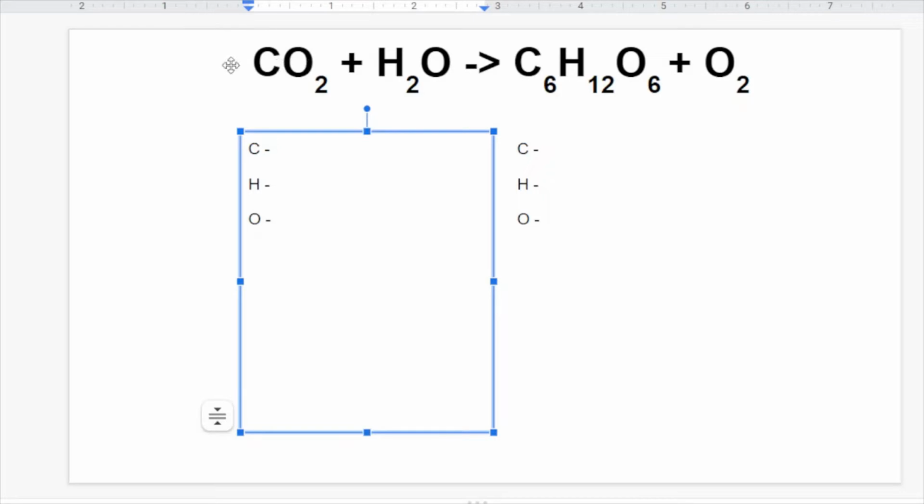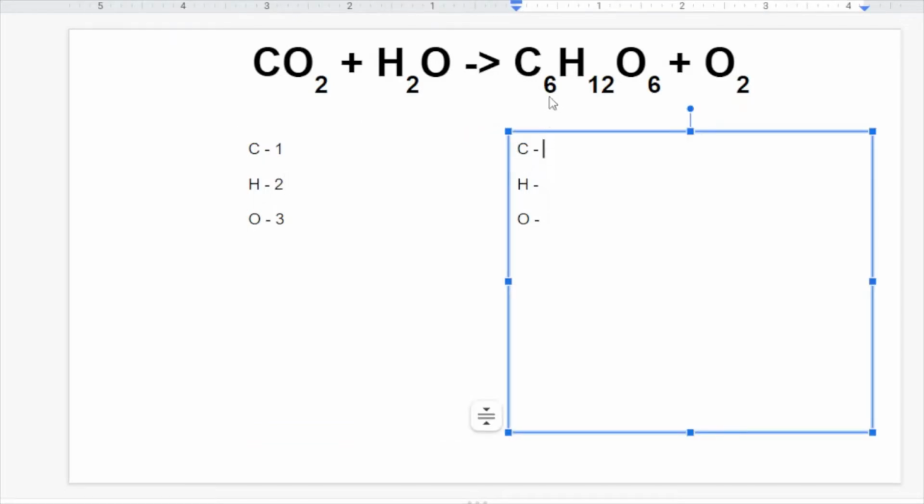For the word equation, you'd simply write carbon dioxide, water, glucose, and oxygen. And if you can't remember this, you're going to have to revise it for biology. So what we do to balance it is we simply count up the amount of atoms on each side. We have 1 carbon over here, we have 3 oxygens, and we have 2 hydrogens. And on this side we have 6 carbons, we have 12 hydrogens, and we have 8 oxygens.